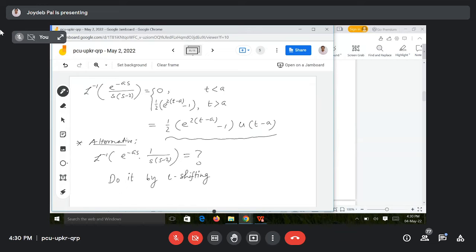सर क्वेश्चन में तो बोला होगा ना कौन सा मेथड यूज करना। यस, it may be mentioned in the question, find the Laplace inverse by convolution theorem. Okay, so if it is mentioned, then you have to apply, no other way. If nothing is mentioned, you can apply anything. Fine.